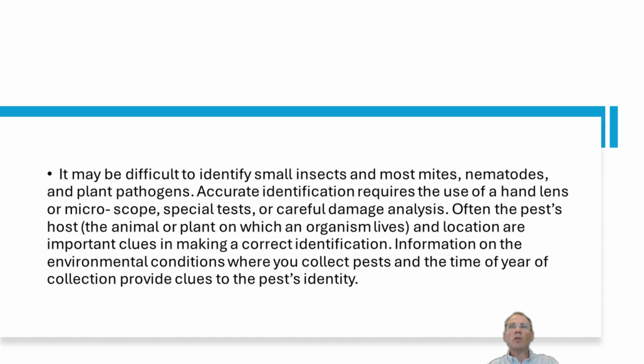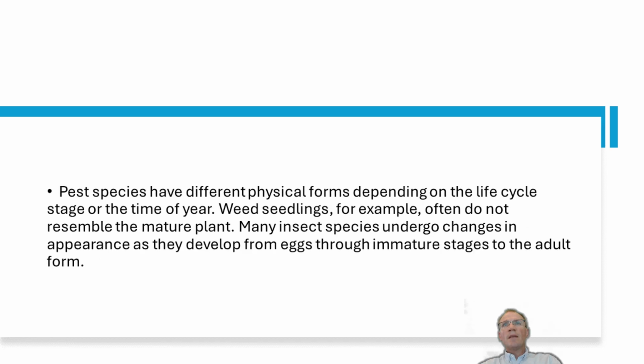As far as if you're looking at something out in a lawn that's doing visible damage to it, you know you need to be thinking more about a lawn and ornamental pest than something you would see inside a house, just based on the damage in the two different environments. Pest species have different physical forms depending on the life cycle stage or time of the year. Weed seedlings, for example, often do not resemble the mature plant. Many insect species undergo changes in appearance as they develop from eggs through immature stages to the adult form.